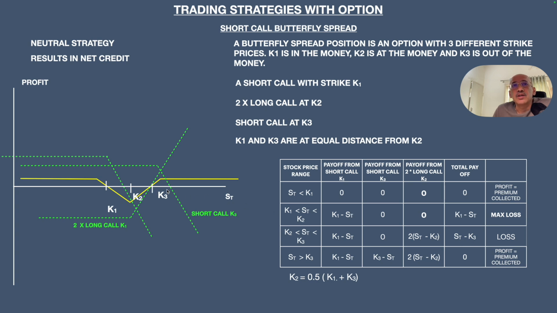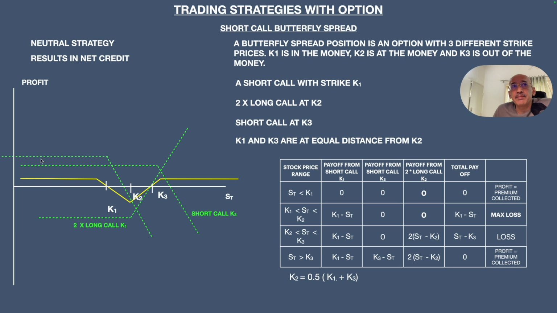Okay. Now finally, when the price moves beyond K3, what will happen? These two long calls will be extremely deep in the money. Hence, since the premium moves exponentially, these two long calls will be in profit.